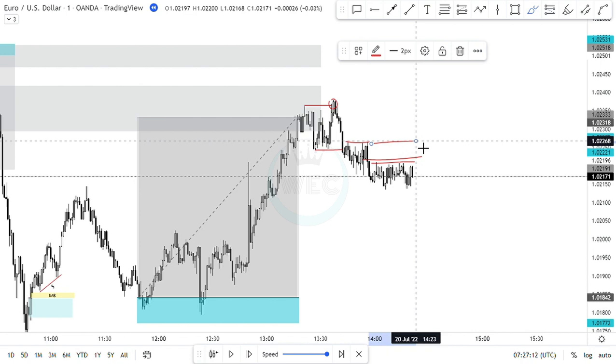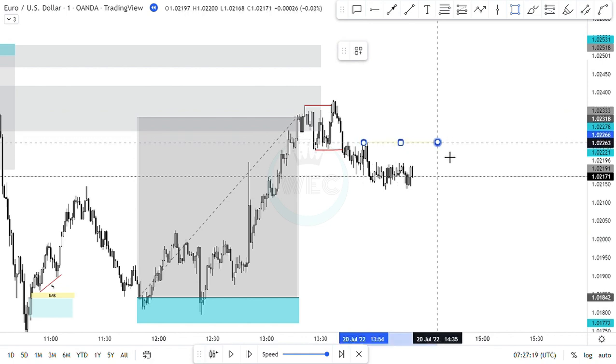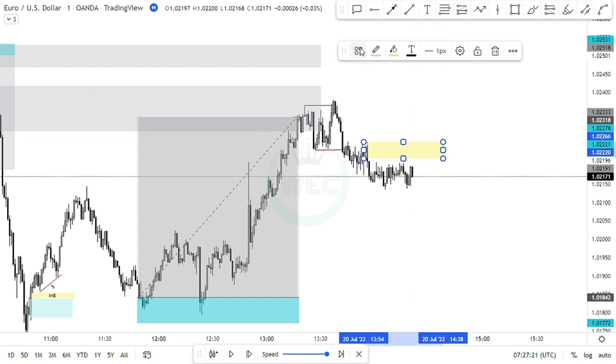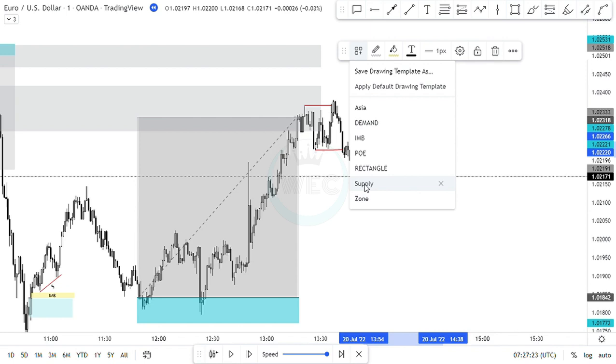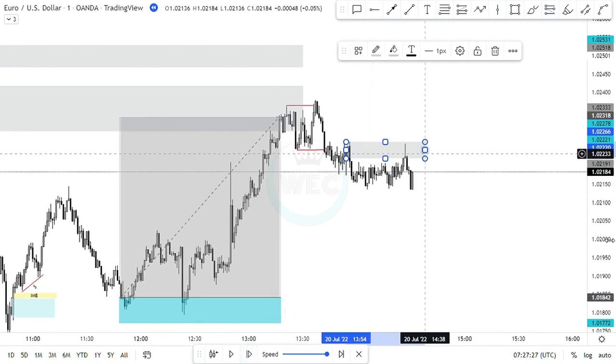But then I also still decided to wait for further confirmations. So let me clearly define the supply zone in here, and let's see how price will react off that supply zone. So real quick, price comes into the supply zone, right?